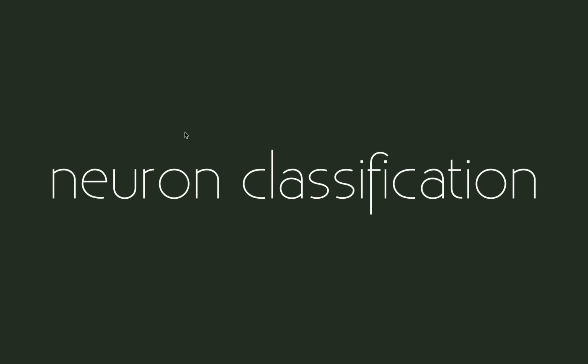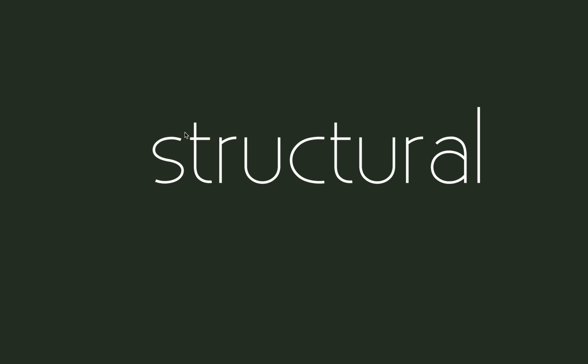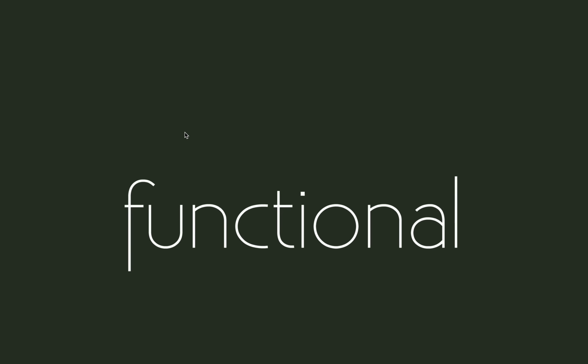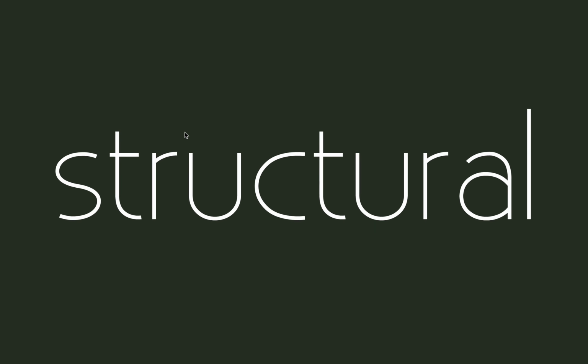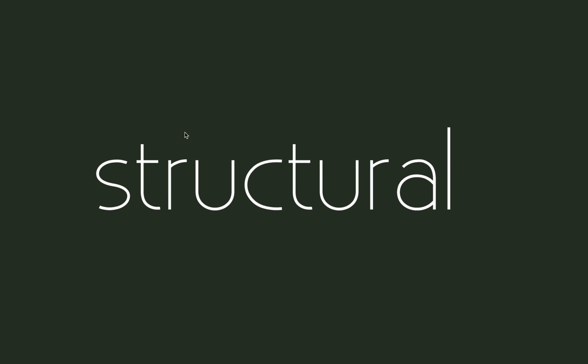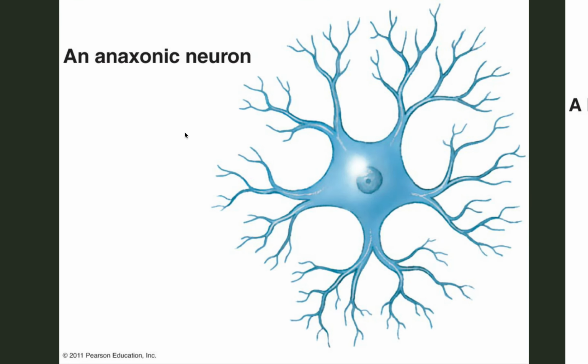Neuron classification: we can classify them based on their structure or their function. So first let's look at structural classifications. This here is called an anaxonic neuron because it doesn't have an axon. These are found in the central nervous system, and their main function is information processing and integration.